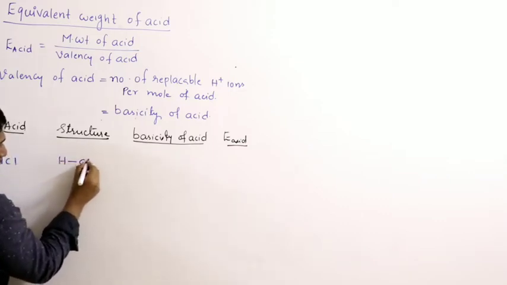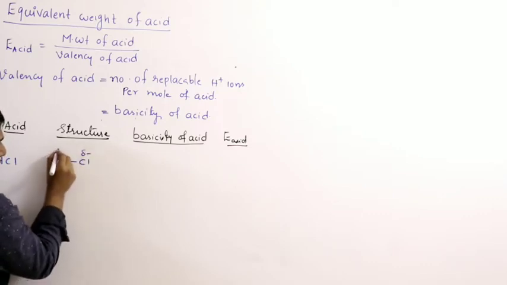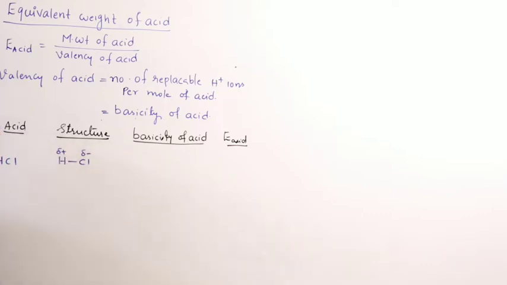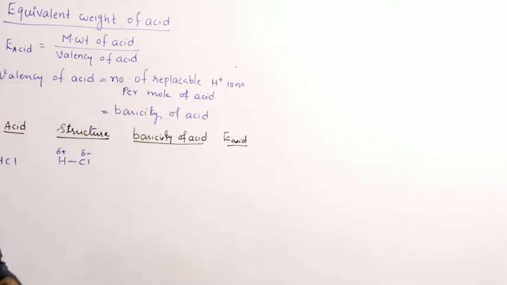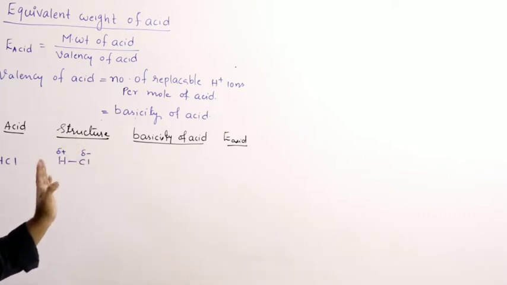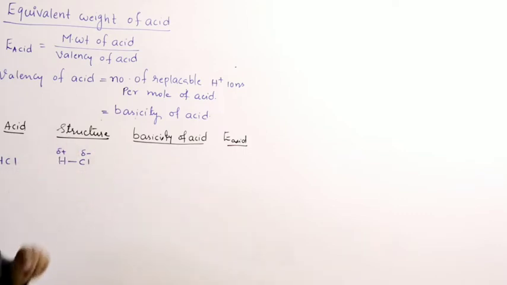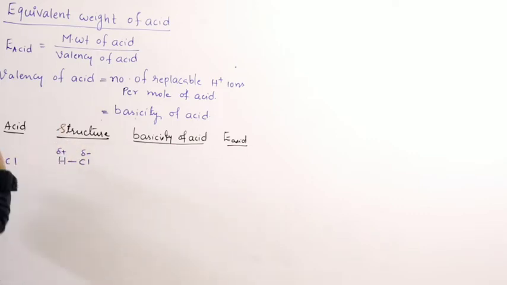So there is a bond between hydrogen and chlorine. Chlorine is more electronegative than hydrogen. So we can remove this hydrogen as H plus, because chlorine is more electronegative than hydrogen. We can assign the shared electrons to chlorine. We can assign the electron of hydrogen to chlorine, because chlorine is more electronegative. Thereby this hydrogen can be removed as H plus.